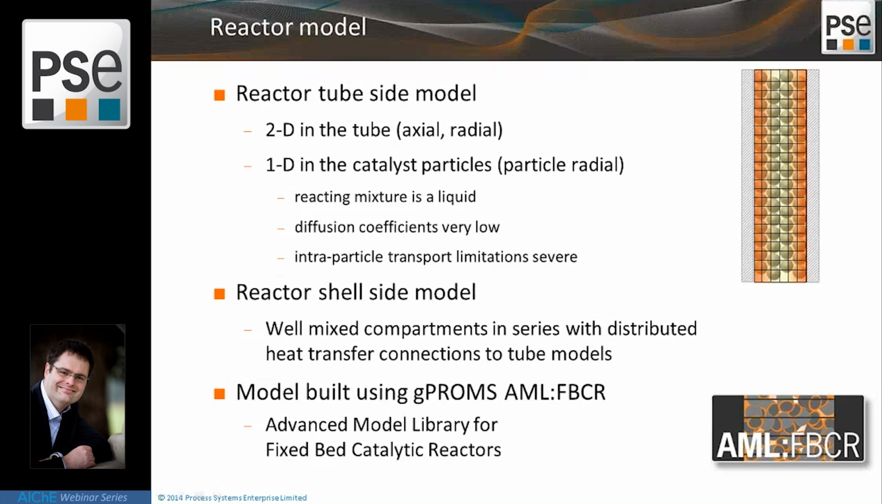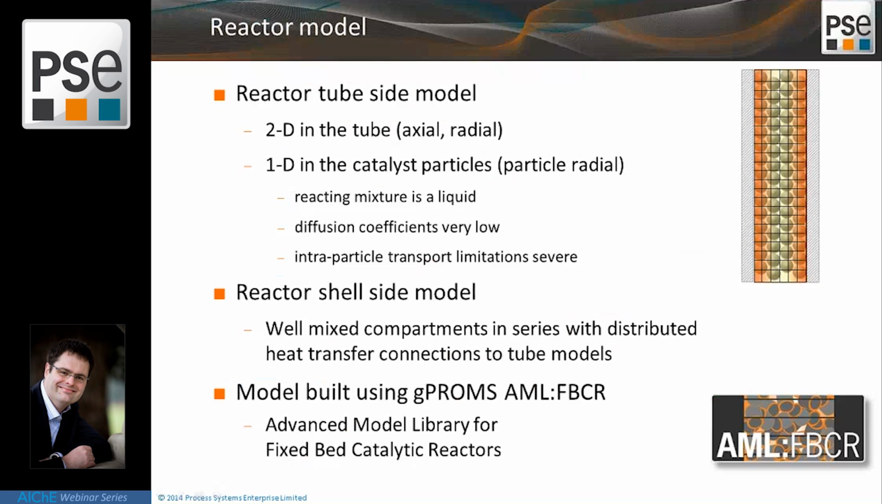So what we did, we have the AML FBCR, which stands for Advanced Model Library for Fixed Bed Catalytic Reactor. And in this case, we considered a 2-dimensional tube, axial and radially distributed, and 1D catalyst particles. So at each position, we could see what is happening inside the catalyst. And the reason we did this is that this was a liquid phase reaction which had very low diffusion coefficients, which meant that we had intraparticle transport limitations or mass transfer limitations. And in those cases, it's very important to consider these limitations in the model.